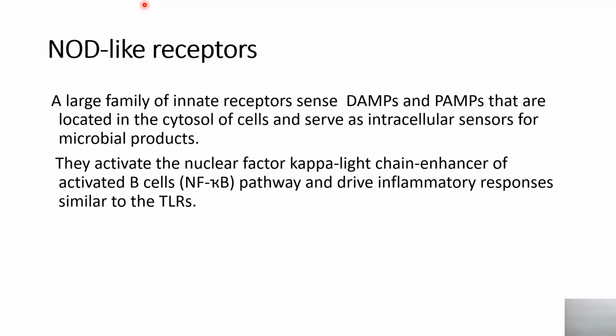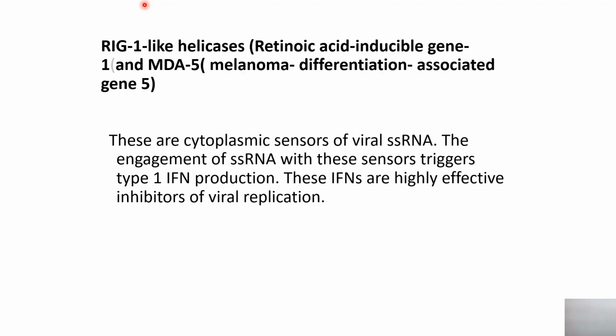Then you have the Nod-like receptors, a large family of innate receptors that sense DAMPs and PAMPs that are located in the cytosol of cells and serve as intracellular sensors for microbial products, right? So what they do is basically activate the nuclear factor kappa light chain enhancer of activated B cells, the NF kappa B pathway, and drive inflammatory responses similar to the TLRs.